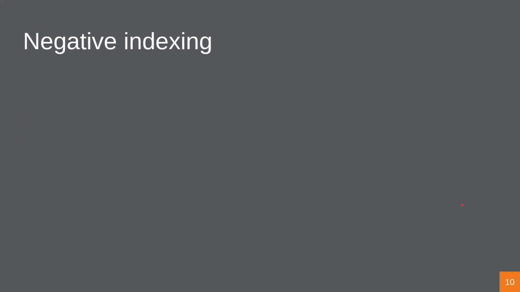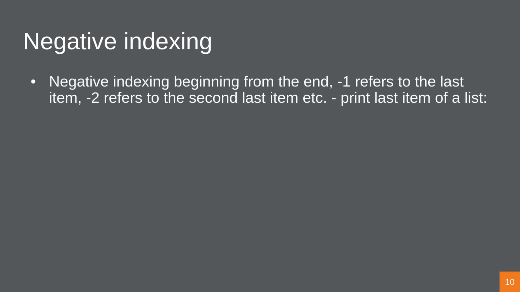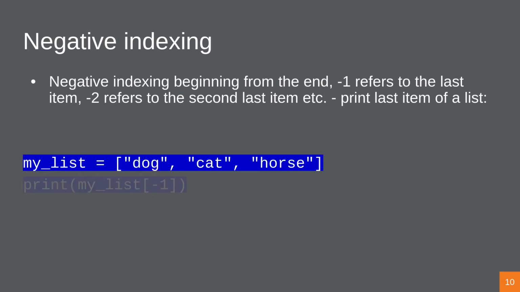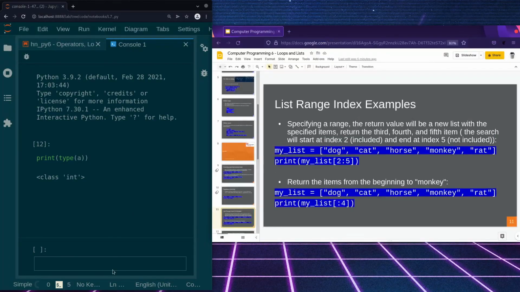Negative indexing is exactly the same as with a string. We just refer to the very last value as -1. So my list -1 would give us horse. Then if we wanted to start from 0 and go all the way along to the 4th position, we could provide it with a range, exactly the same as we did with strings. So a bit of a demo on this one.